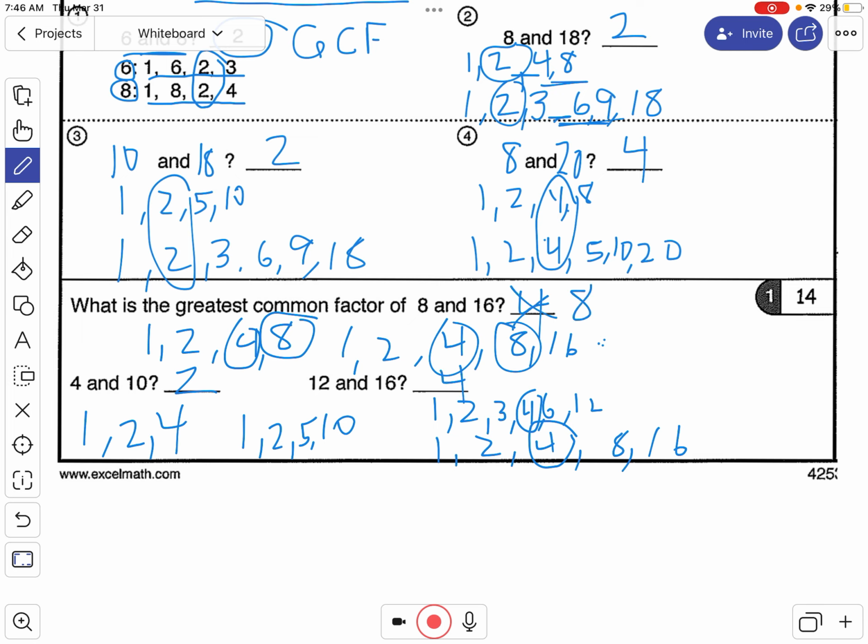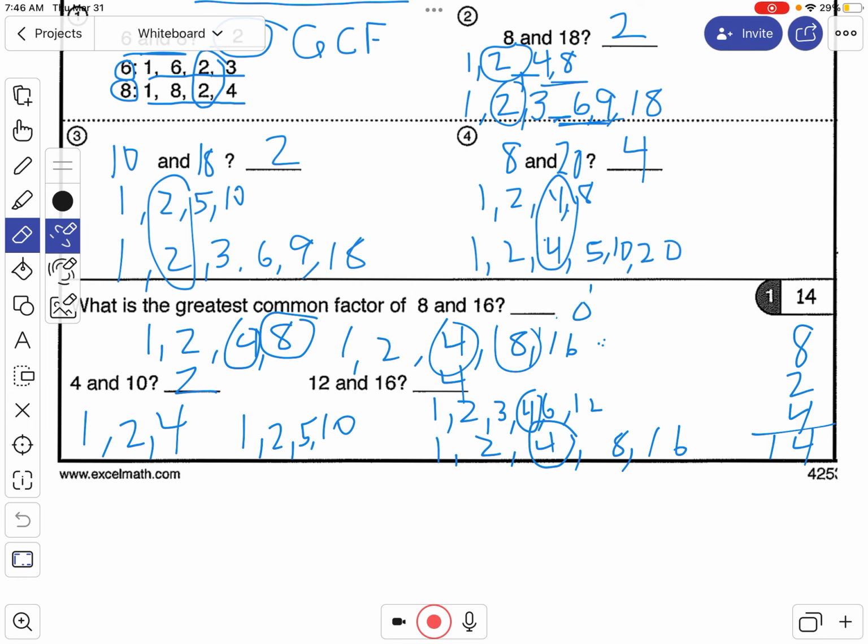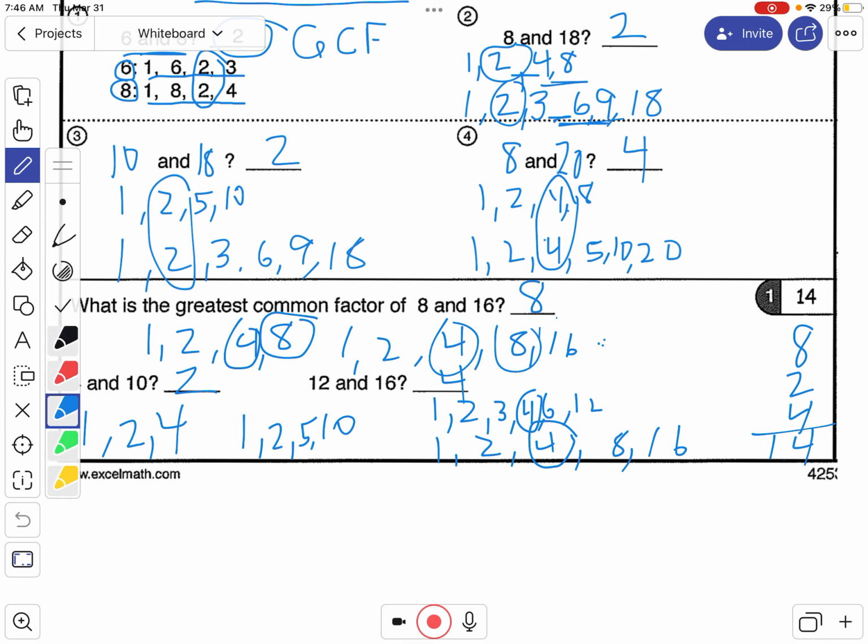Okay, so we got 8, 2, and 4. Oh, even teachers make mistakes. Look at that. Make sure you fix that. I fixed my mistake. I should erase it though. Good students erase their mistakes and change it to the right answer. Okay, there we go. 8 is the correct answer. Hopefully you got it right, even though I got it wrong. Woohoo!